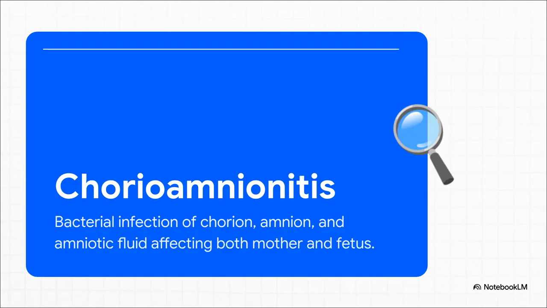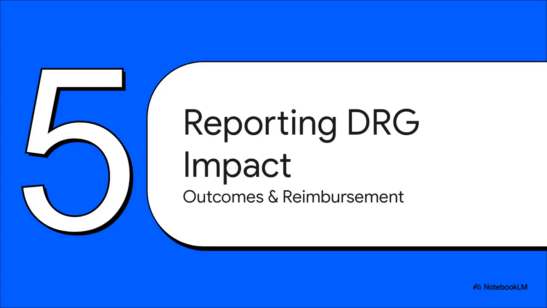Then we have chorioamnionitis. When you see this documented, remember it's a severe, dangerous bacterial infection that requires highly specific coding. It infects the membranes surrounding the fetus and the amniotic fluid itself. It's a huge deal clinically, and it acts as a major driver for DRG shifts because of the intense resources needed to treat it. Finally, let's wrap up with Section 5, Reporting Outcomes and MS-DRG Impact.